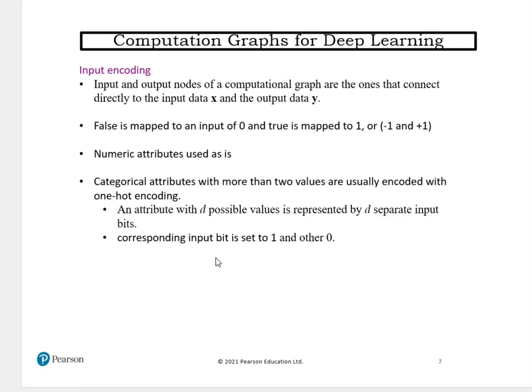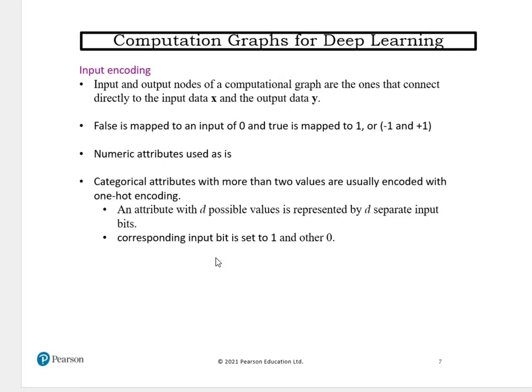So we see what the universe of possible values is for the given attribute. For an attribute with d possible values, we will need d separate input bits in our input vector, and only one of them will be 1 at any given point in time, and the rest will be 0. The 1 corresponds, of course, to the input feature value we got.